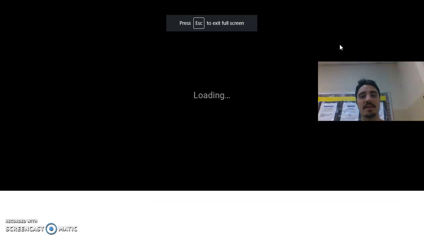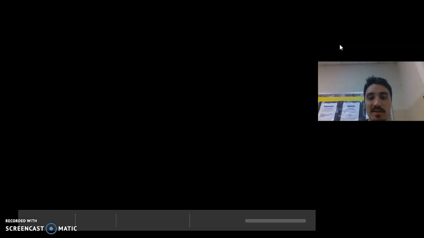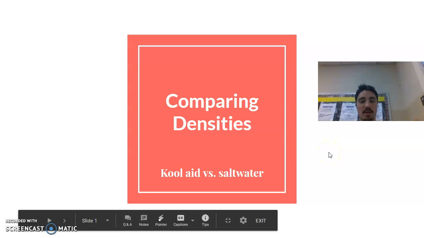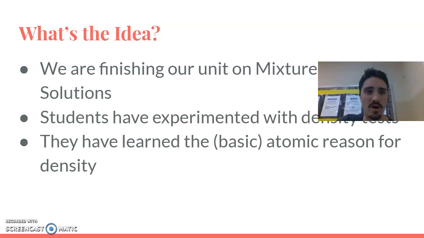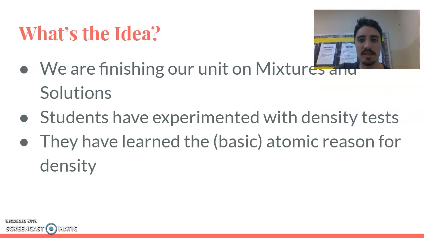So for my activity, I created a comparing densities activity that is taking forever to load. So I'm just going to stall for a second while we talk, and then it's going to go, and it's going to be awesome. So comparing densities is going to be a Kool-Aid versus salt water.